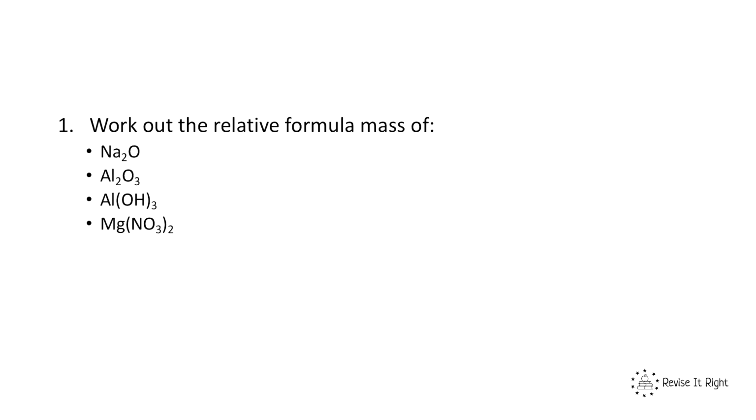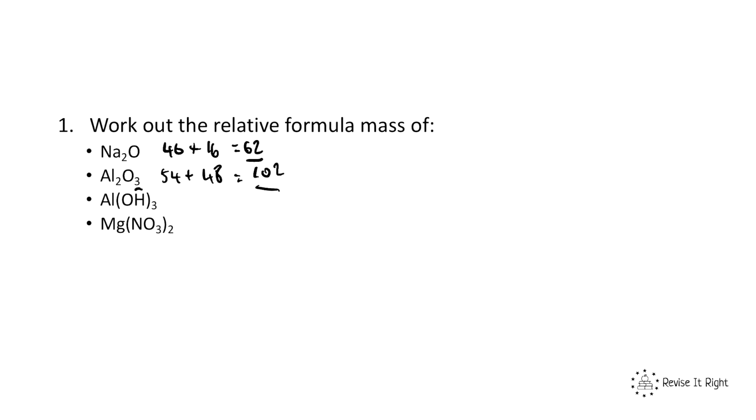So sodium, if you found sodium on the periodic table, it should have been 23. However, there are 2 of these, so you really should have got 46 for that, plus oxygen, which is 16. So what you should have got as your answer is 62 for that one. Aluminium is obviously 27 on the periodic table, but there are 2 of those, so you should have got 54. And oxygen is 16, but there are 3 of those, so you should have done 16 times 3, which would have got you 48. Then you add 54 plus 48, and your answer should have been 102.